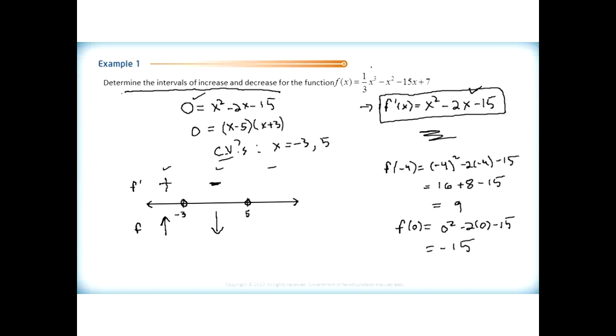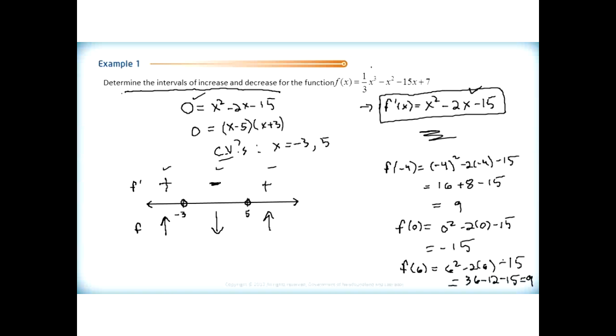And the last thing we want to do is pick one more test point. So let's go, I don't know, x equals 6. So we've got 6 squared minus 2 times 6 minus 15. I'm going to watch my minuses. So I've got 36 minus 12 minus 15. Putting all that together, I've got 36 minus 27, which gives me a value of 9 again. So that's positive, and we can see that the function will be increasing out there.